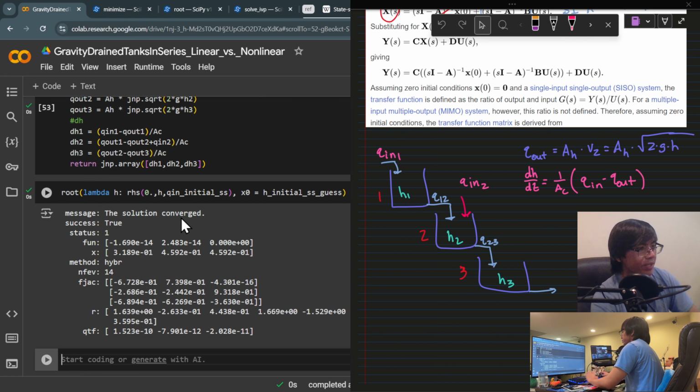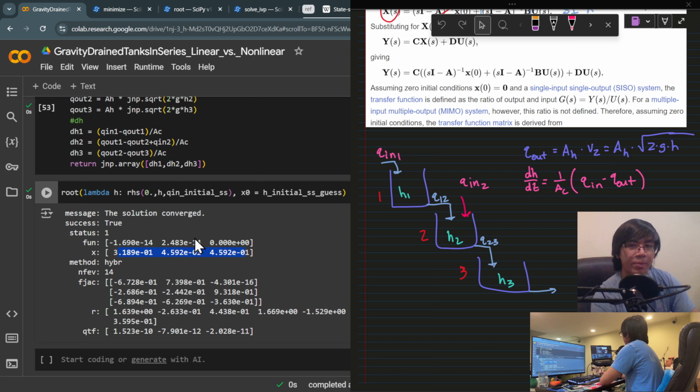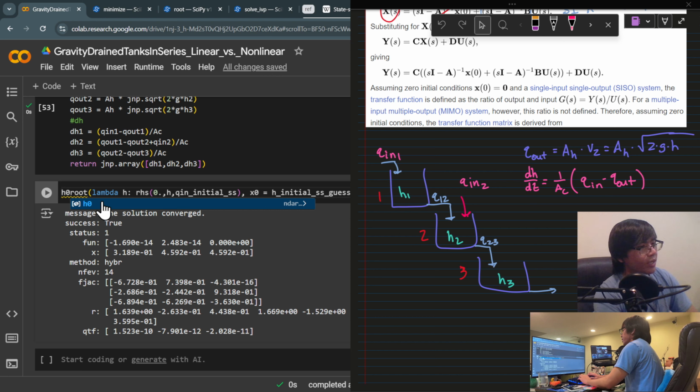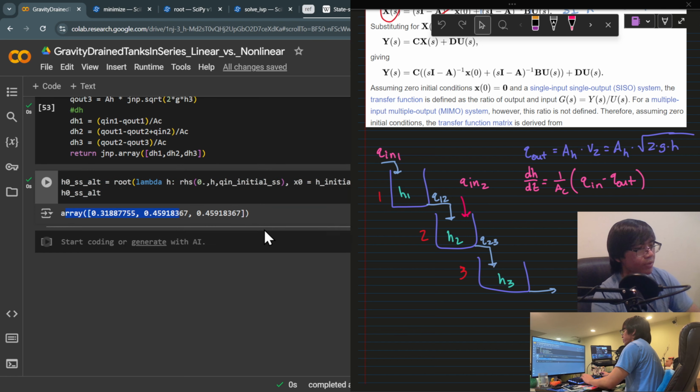Oh, it works. Okay. See how the root does converge, and we should get the same numbers we get if we try to do minimize. So I'll call this H not steady state alternative. And we want the X attribute, and we'll go ahead and display that. And there we go. Those are our 3 heights.